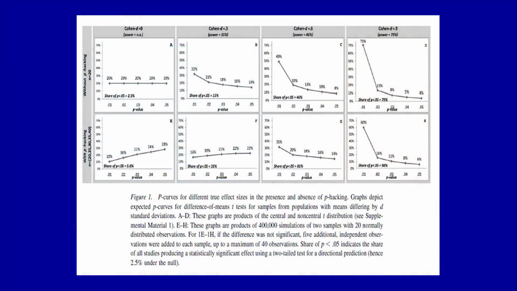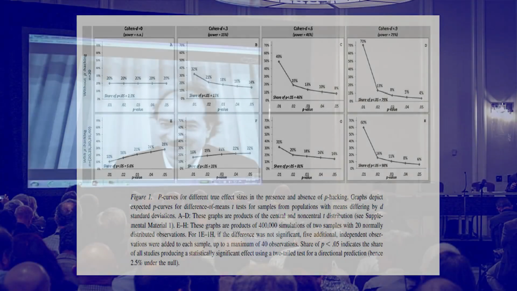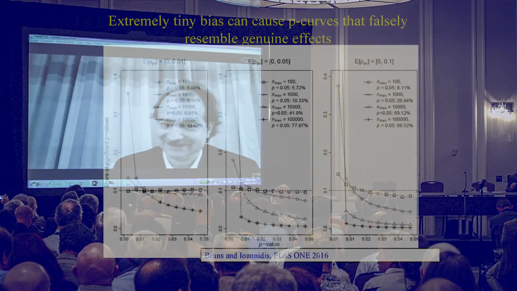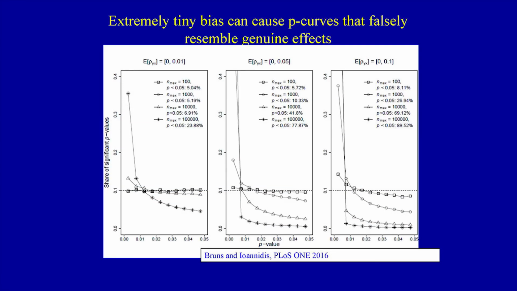This is what one would expect. Right skewing is suggestive of the presence of true relationships rather than p-hacking under many simulations, not all of them, but under many circumstances you would expect to see that. There's a problem here, and the problem is that p-curve analysis can operate well when we are dealing with experimental results in a nearly perfect universe. If you think of much research being observational, extremely tiny bias can cause p-curves that falsely resemble genuine effects.